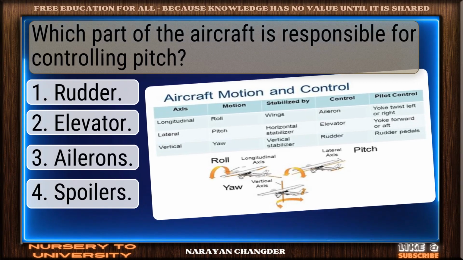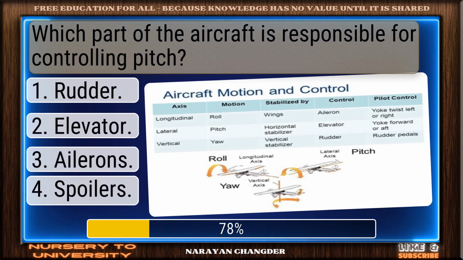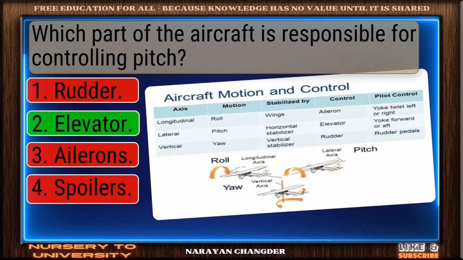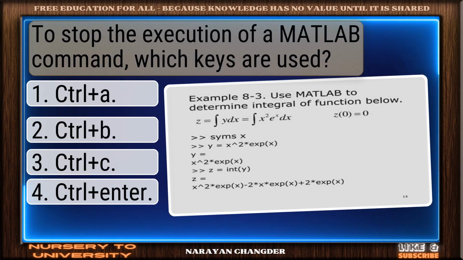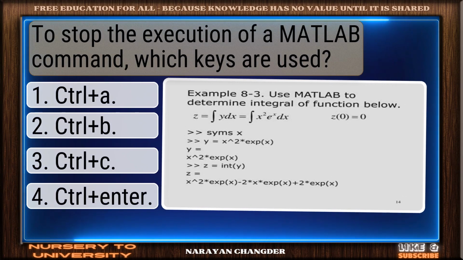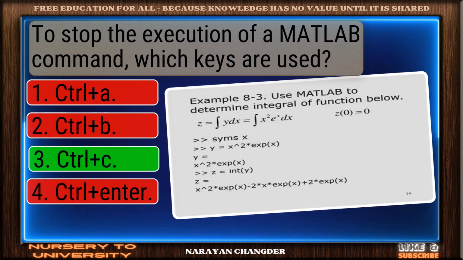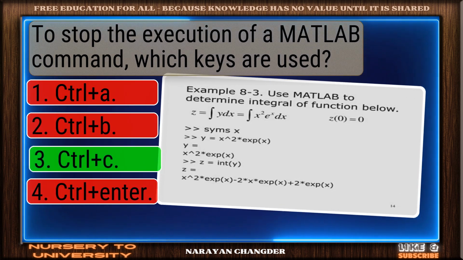Which part of the aircraft is responsible for controlling pitch? On track. Elevator is the correct answer. To stop the execution of a MATLAB command, which keys are used? Sharp thinking. Ctrl plus C is the right choice.